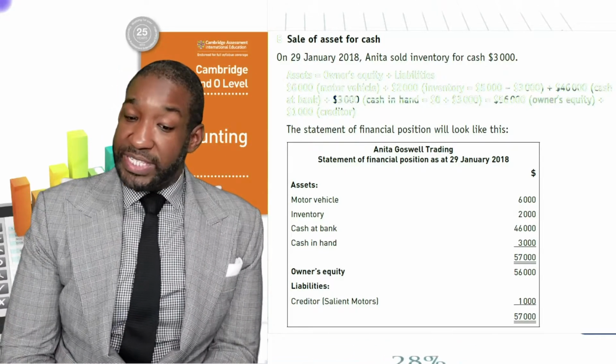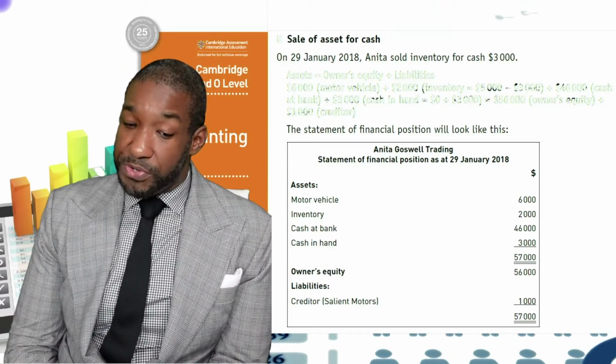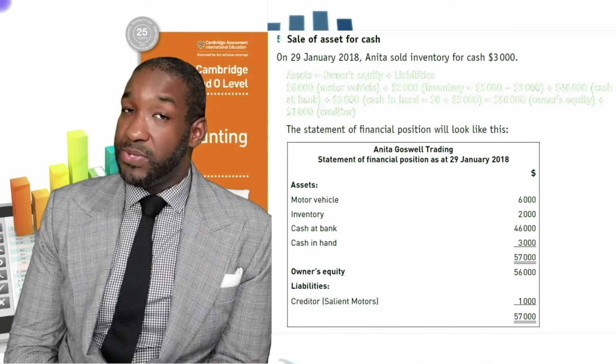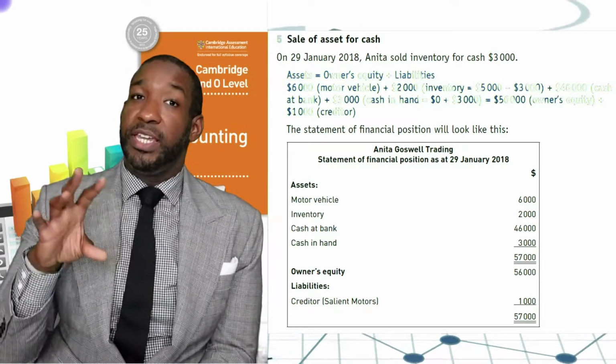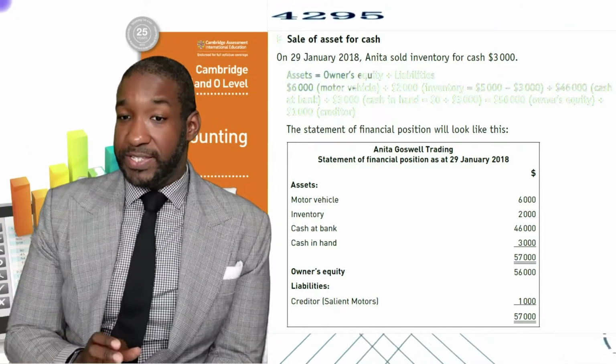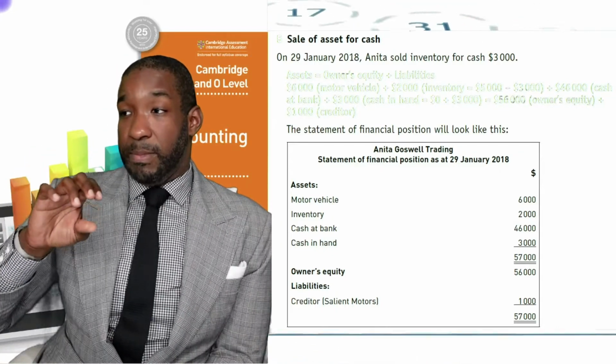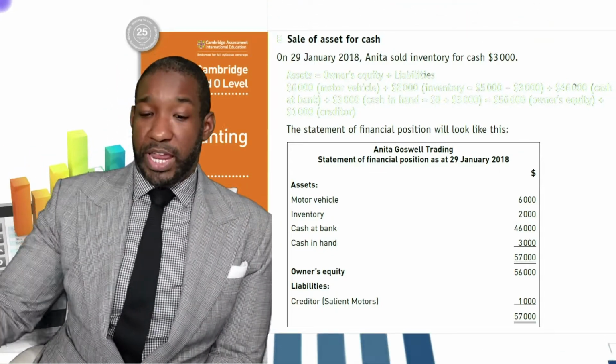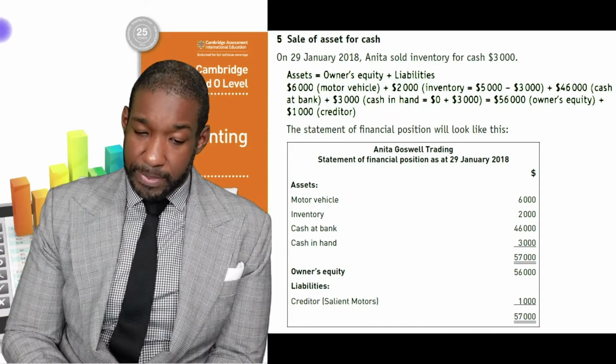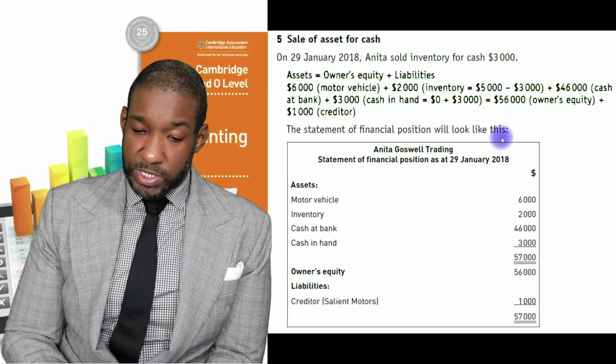That equals the same $56,000 in owner's equity and the same $1,000 to the creditor. So what you see is that it's just been a shifting of assets, from assets being taken out of inventory and moved into cash at hand. So the statement of financial position will look like this.